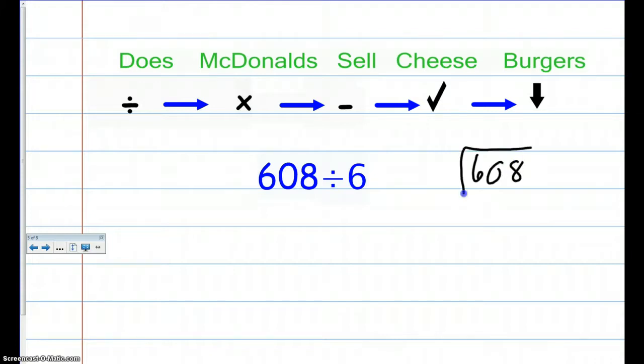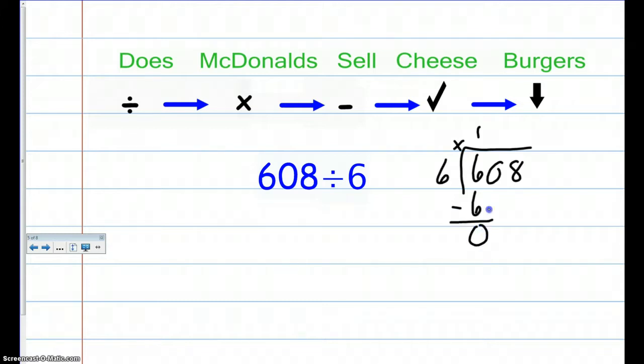And then I'm going to put 6 on the outside of the house. And then I'm going to start my steps all over again. How many times does 6 go into 6? 6 goes into 6 one time. Multiply. 6 times 1 is 6. Then I'm going to subtract. 6 minus 6 is 0.